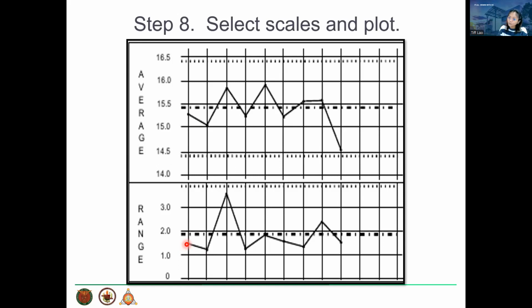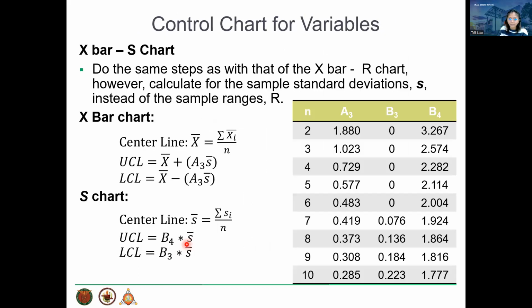Okay. So ganon, that's how you make the X bar R chart. The next one that we're going to discuss is the X bar S chart. Actually, X bar S chart is just similar with the X bar R chart. The only difference is that instead of range, standard deviation yung kinukuha mo, for the lower chart. Gets?